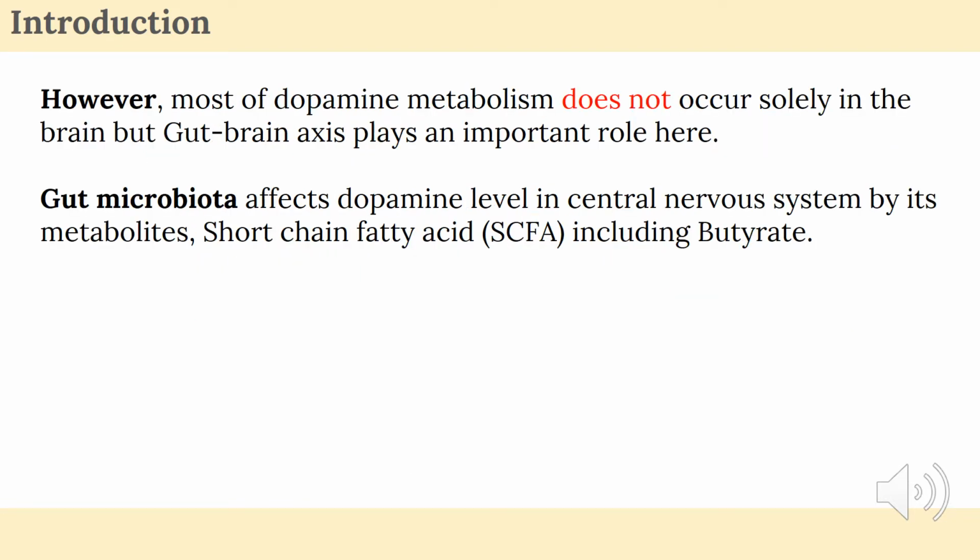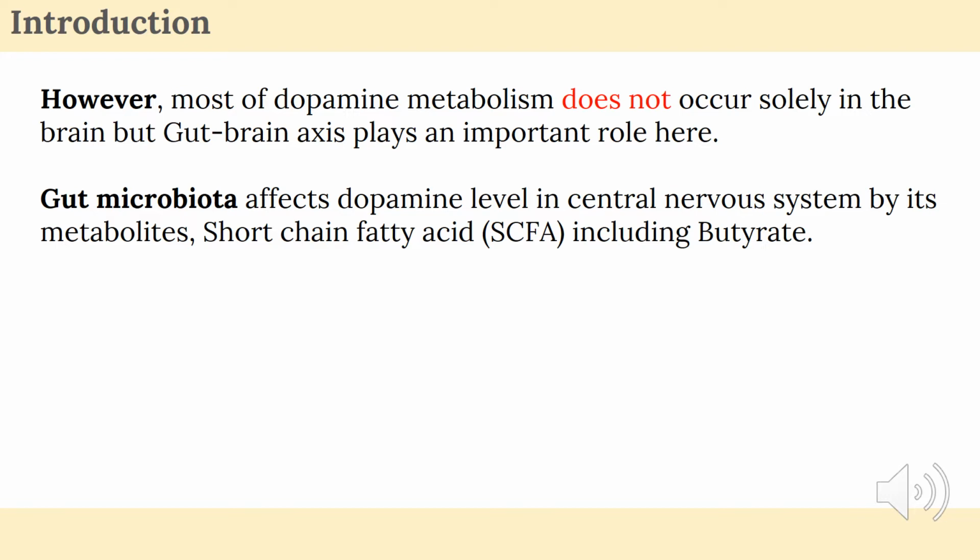And that can be a problem, as you can see there. Do we have any other option of treatment? The answer is yes. There is not only one pathophysiology of Parkinson's disease. Apart from the Lewy body in dopaminergic neurons in the brain, most dopamine metabolism does not occur solely in the brain, but the gut-brain axis plays an important role here. Gut microbiota affects the dopamine level in the central nervous system by its metabolite called short-chain fatty acid, including butyrate.